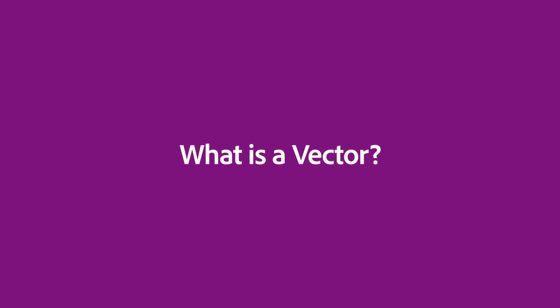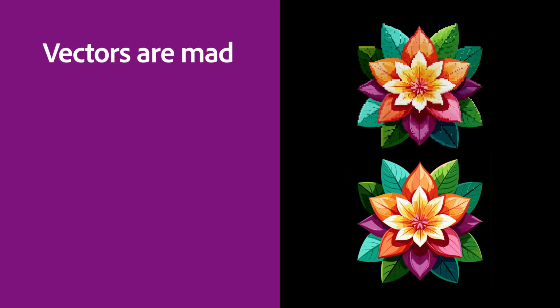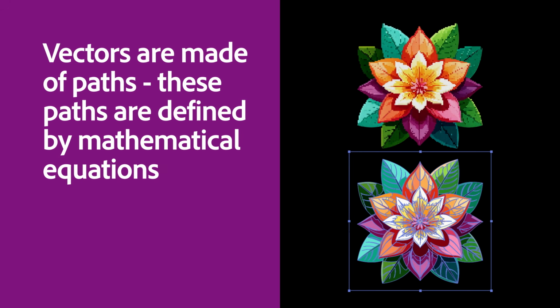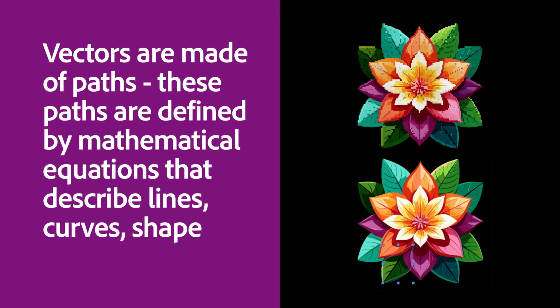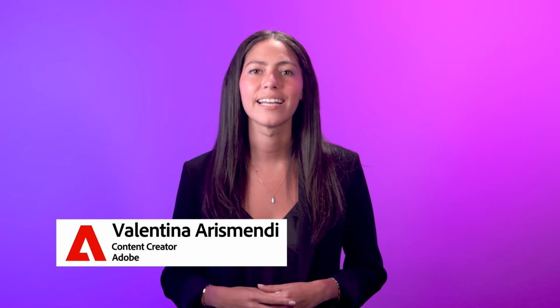Let's talk about something deceptively simple, the vector. What is a vector? While images are made of pixels, or tiny squares of color that form a picture, vectors are made of paths. These paths are defined by mathematical equations that describe lines, curves, shapes, and fills. This allows you to manipulate the graphic at a granular level, adjusting anchor points, changing stroke weights, or reshaping curves, all without degrading the image quality.